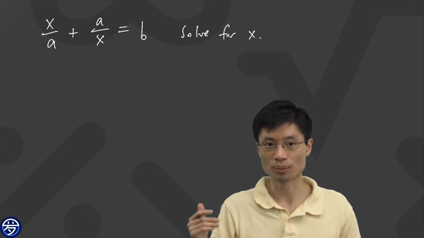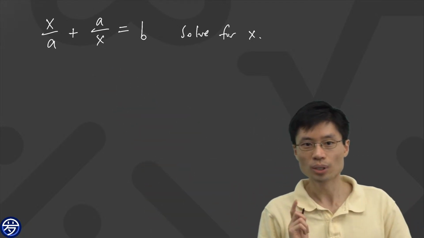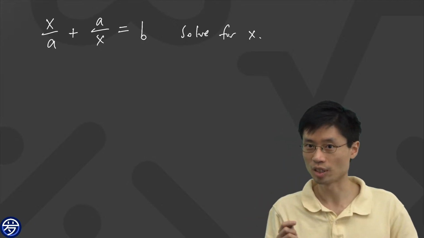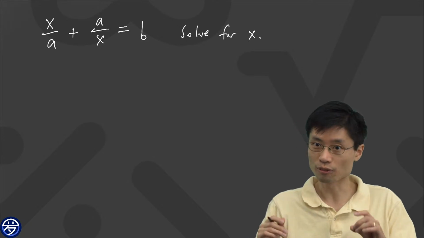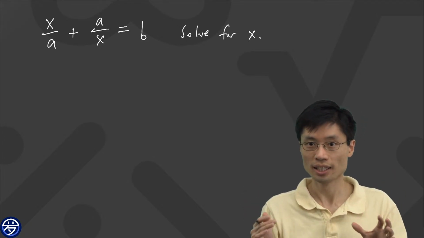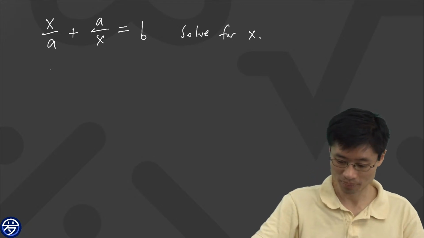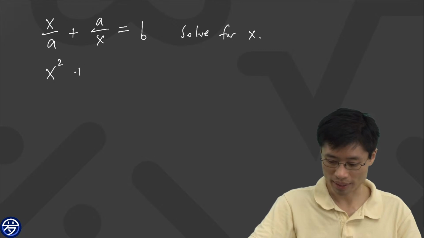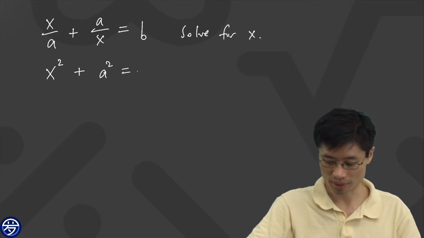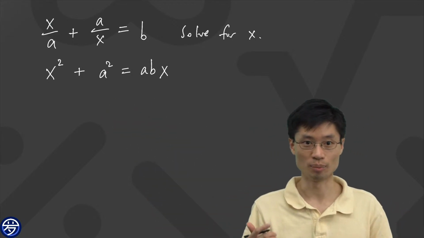So we should not worry about 0, because obviously I can't divide by 0. We also don't have much time left on this live stream, so I'll just do this one quickly. The way I would think about solving this for x is I would first multiply through by x, and let's also multiply through by a at the same time. So I get x squared plus a squared equals abx. So I've just multiplied by a and by x on both sides.